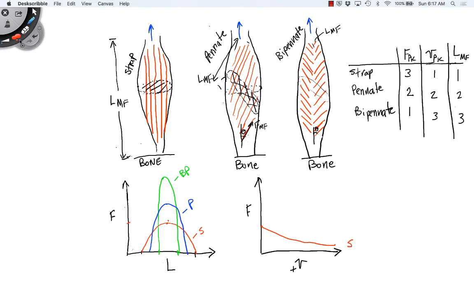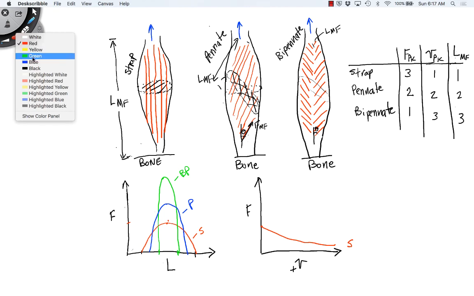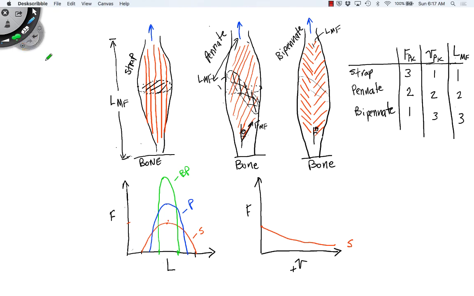Okay, so then for the bipennate, let's go to the highest peak force but absolutely slowest, so we're way up here, right, because it has very short fibers, so it really can't produce much velocity, so we're going to make it go right down to zero.